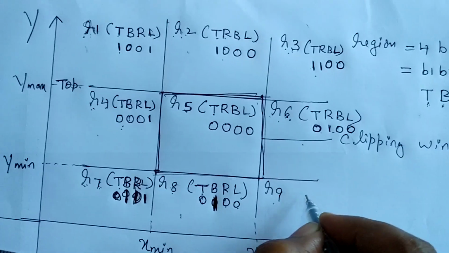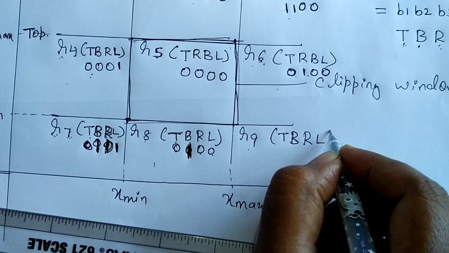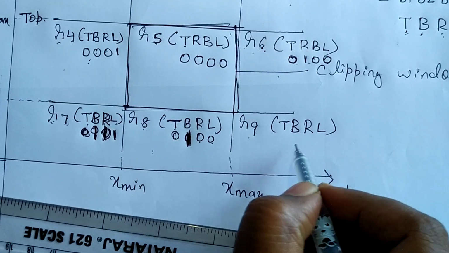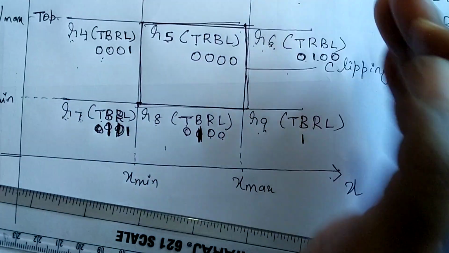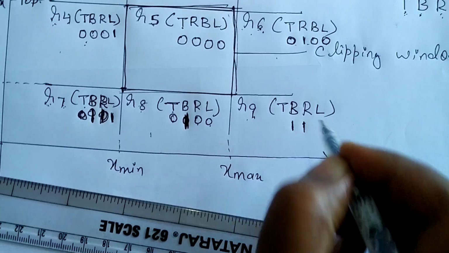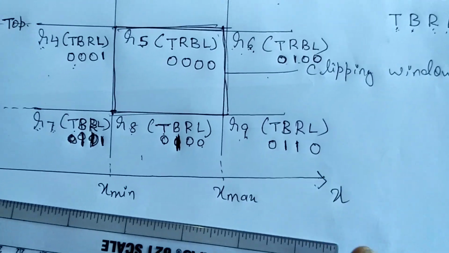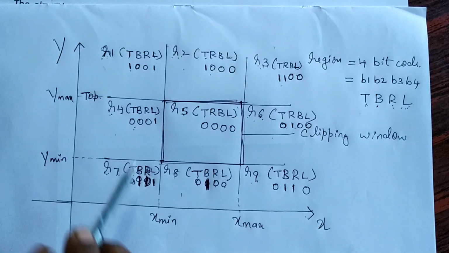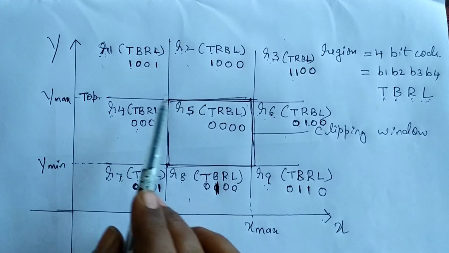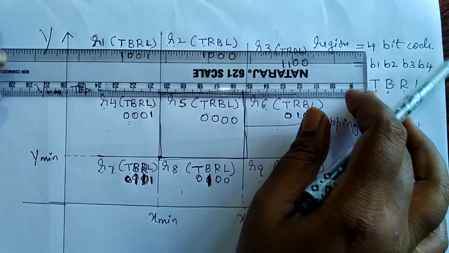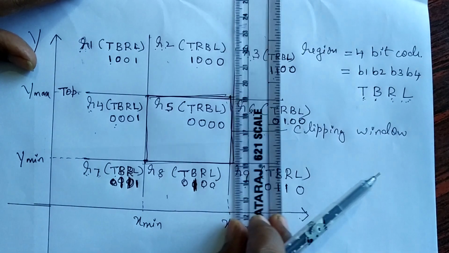We'll go for region 9. Top, bottom, right, left. R9 is located on the right side of the window. So 1, and the top and the left are assigned 0 0. This is how each region, 1 to 9, is assigned 4 bits, based on the top, bottom, left and right of the window.